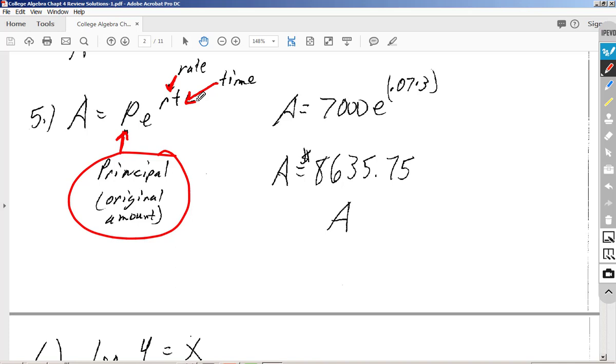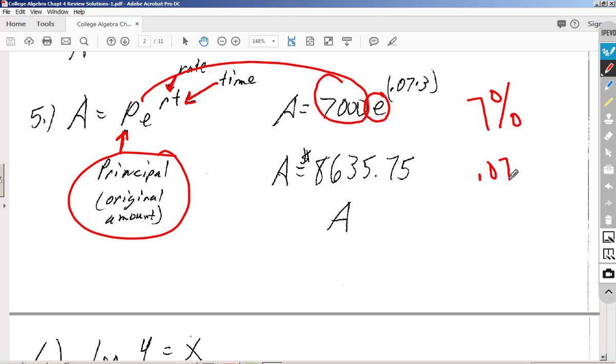So on number 5 it says, find the cumulative value of an investment of $7,000 at 7% compounded continuously for 3 years. So here's my P. My P is 7,000. So I substitute that in. E is that number that's in your calculator. That's the 2.7182, but your calculator will put that in for you. It says I've got 7% interest, so make sure you change that to a decimal. That's going to be 0.07. And then we're going to go ahead and leave it in there for 3 years. So here's my 3 years that I'm leaving it here for.